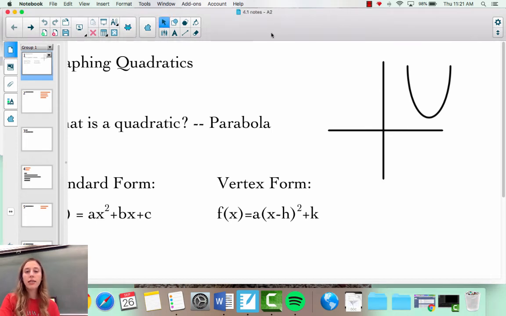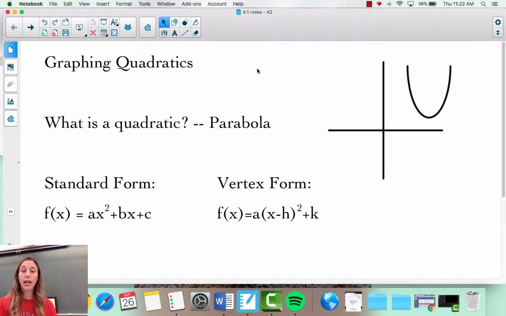Hi everybody! Today's unit is going to be over graphing quadratics and using quadratics to solve. As we get started, we're going to talk about what a quadratic is, what the graphs look like, and then the two different forms that we want to focus on knowing how to use when we're graphing. So the first thing is, what is a quadratic?